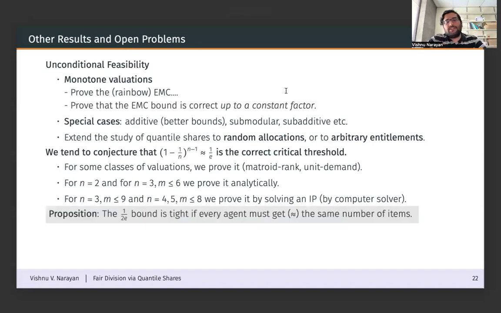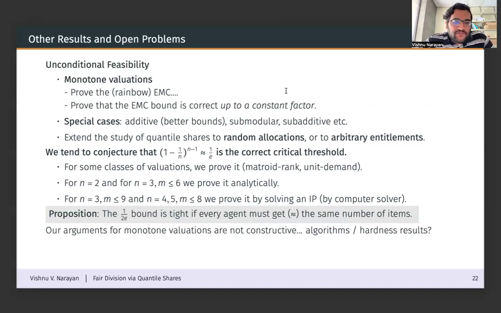And finally, we have this proposition that the 1 over 2e bound is tight if every agent must get approximately the same number of items. And so the Erdős matching conjecture, rainbow Erdős matching conjecture, which consider equal sized bundles that are allocated to the agents, cannot do better than 1 over 2e. So you will need new techniques. You'll need very unbalanced allocations to get to 1 over e.